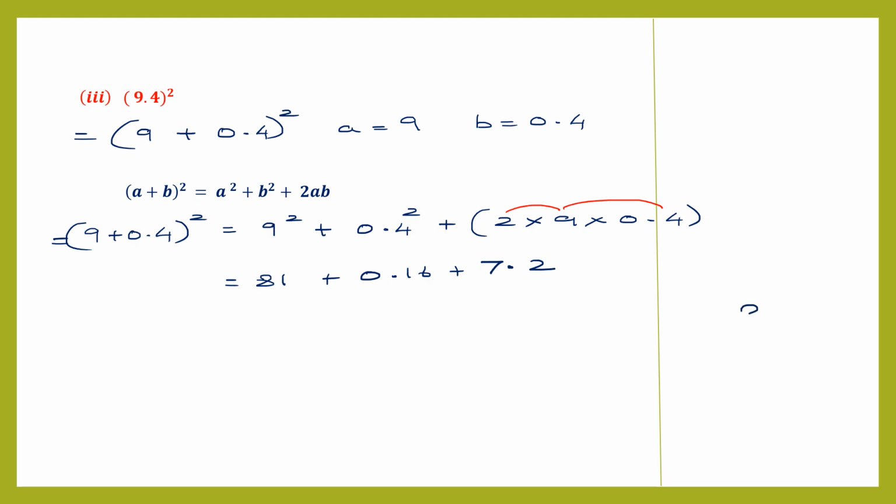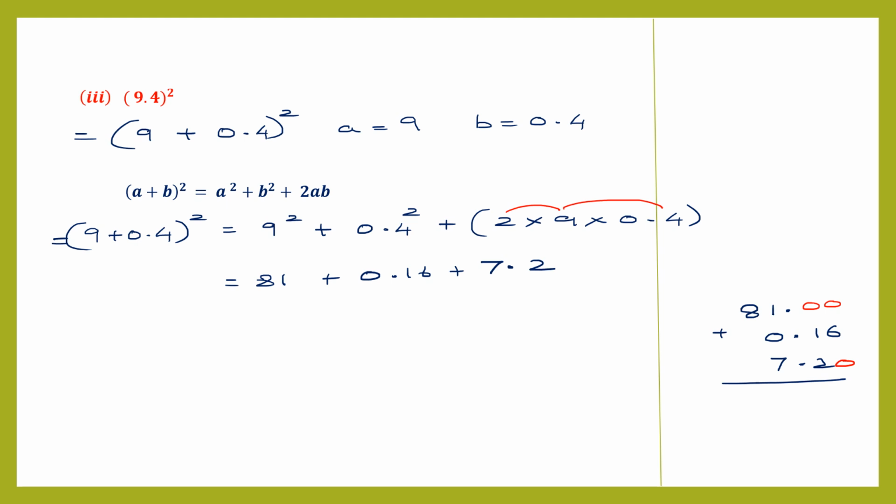So let's add it up. So 81 plus 0.16. Remember, the point comes after the whole number. Then 7.2. So when you add up or subtract decimal numbers, make them all like decimals.